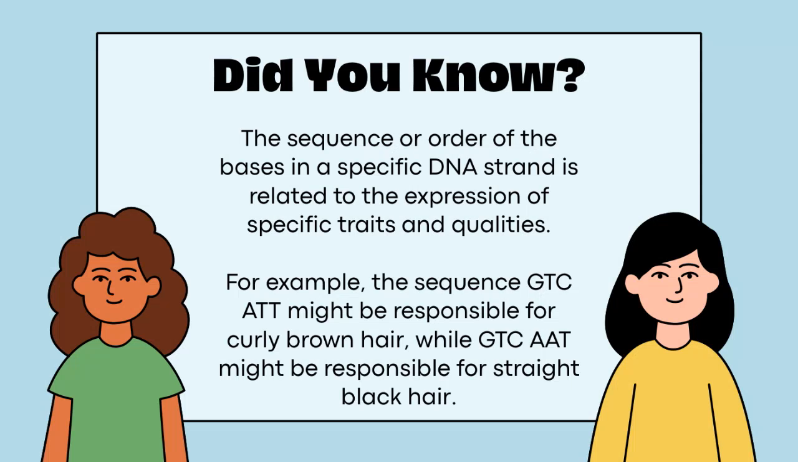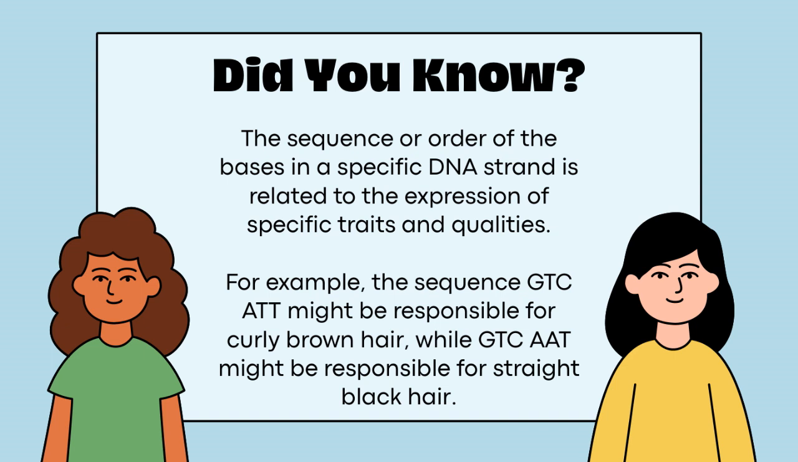Did you know that the sequence or order of the bases in a specific DNA strand actually plays a crucial role in determining our traits and qualities? It's really fascinating to think about how just the arrangement of these tiny building blocks can influence who we are. For example, if we look at a DNA segment with the sequence GTCATT, that might be responsible for traits like curly brown hair.